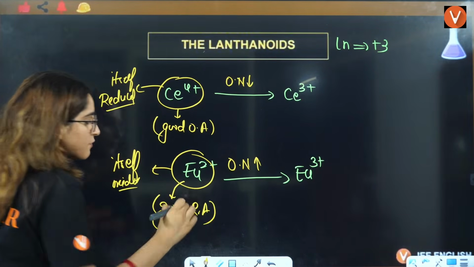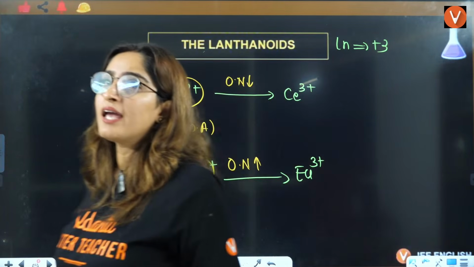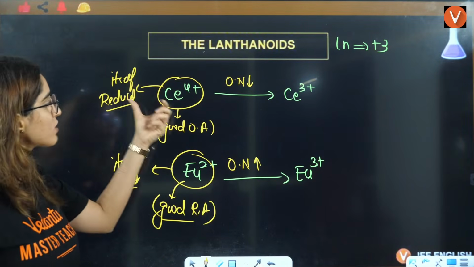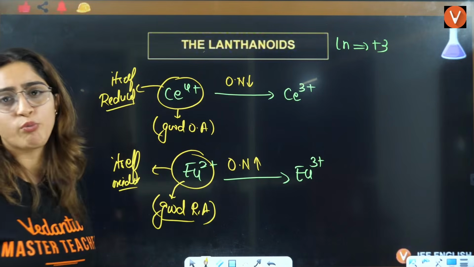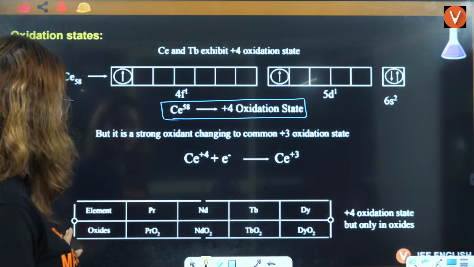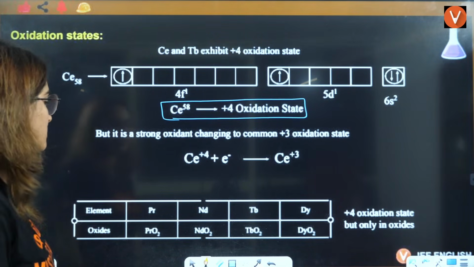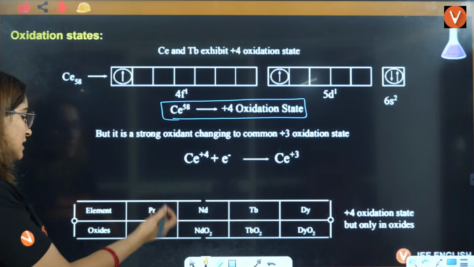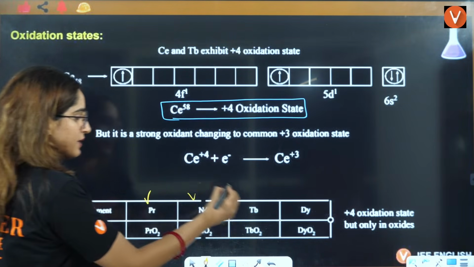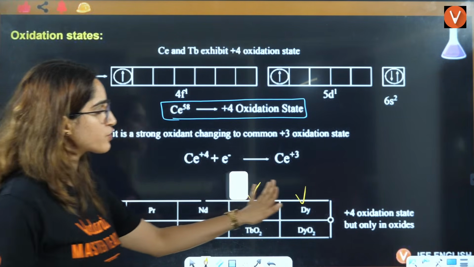It will reduce someone, so that's why it is a very common question that is asked, why cerium 4 positive is oxidizing agent and europium 2 positive is reducing agent, right? Okay, same thing is written here, right? Only in oxide. So these are some of the examples, like these are the elements. Now all these elements are also very important.